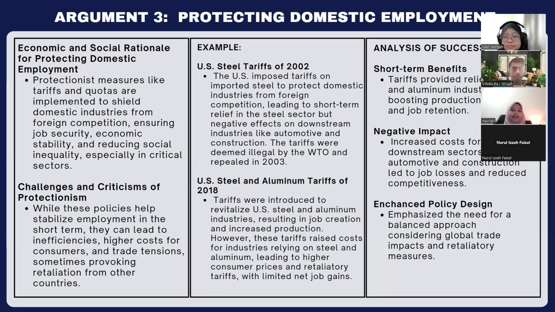So we move forward to example two. What I have here is the US steel and aluminum tariff of 2018. Just now I was talking about 2002, so I'm moving forward to 2018.